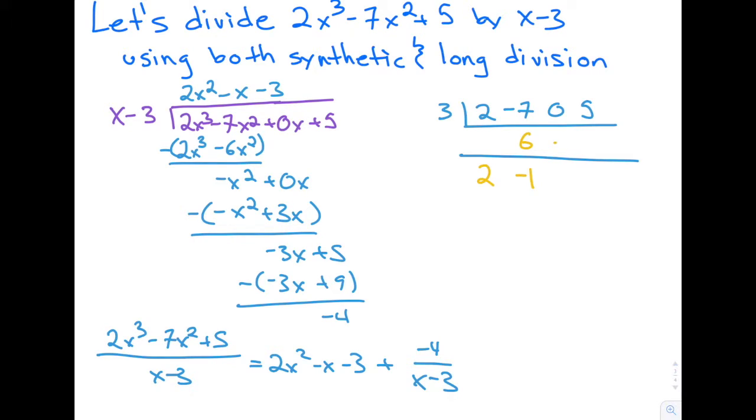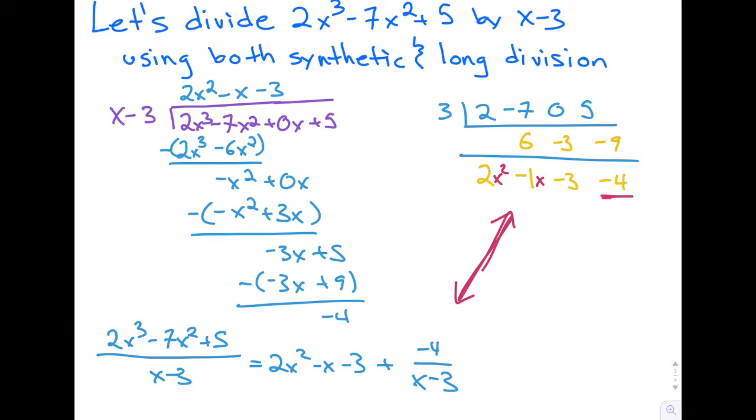3 times negative 1 is negative 3. 0 plus negative 3 is negative 3. 3 times negative 3 is negative 9. 5 plus negative 9 is negative 4. And then we could just fill in the gaps here. So we have a 2x squared minus 1x minus 3, and then that last coefficient is our remainder. So it does check out. This is the same.